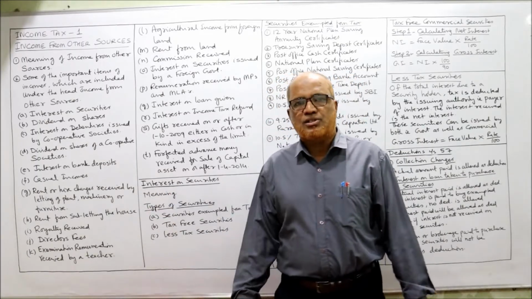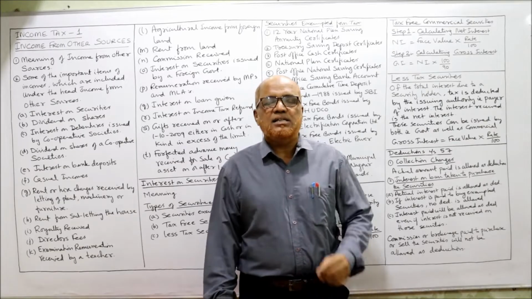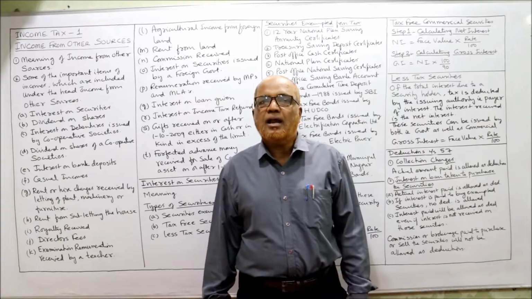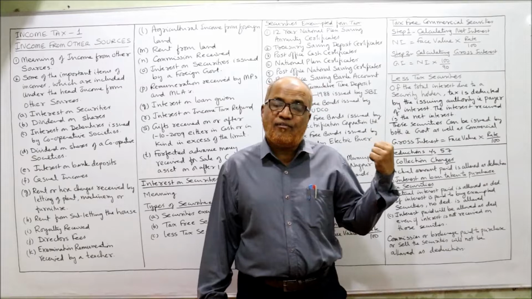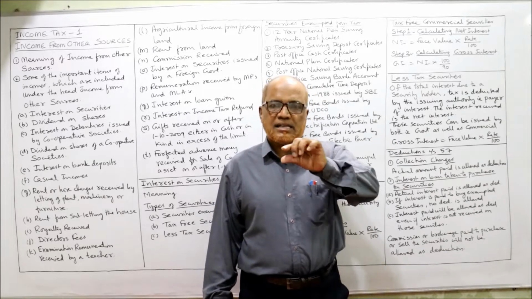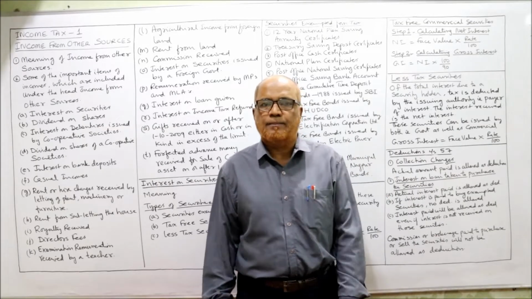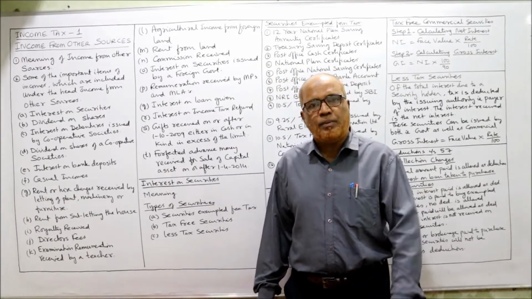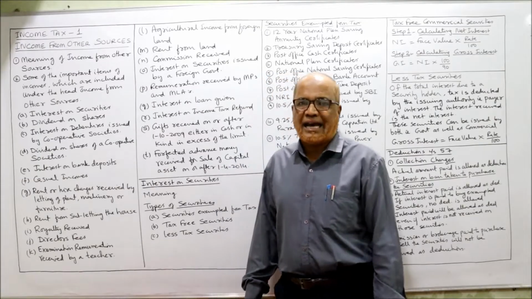Secondly, dividend on shares. According to the Income Tax Act 1961, dividend received from Indian companies is exempted from tax. Dividend received from foreign companies is fully taxable. For Indian companies, there is a limit of 10 lakh rupees. Over 10 lakh rupees, it is taxable at a flat rate of 10%. But below 10 lakh rupees, dividend income is exempted. Over 10 lakh rupees, taxable. Whereas foreign company dividend is fully taxable.